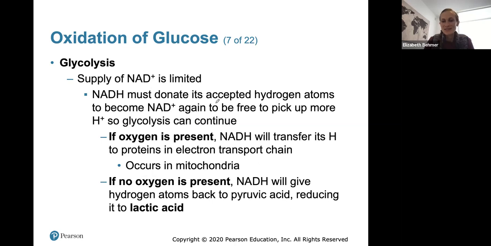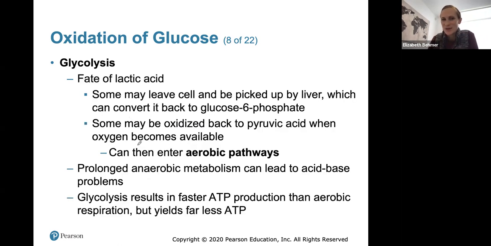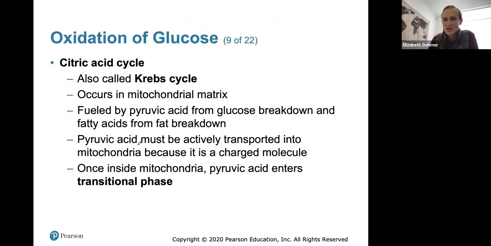All right, and then this describes how if no oxygen is present, the pyruvic acid gets reduced to lactic acid. Otherwise, if the oxygen is present, the NADH will transfer its hydrogen to proteins, and we can continue the cycle in the electron transport chain and Krebs cycle occurring in the mitochondria. So we'll keep going here. I don't talk too much about lactic acid, but it can build up and cause problems if that occurs.